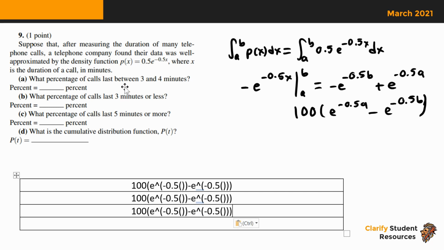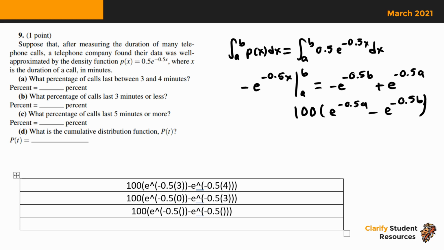And then for this question, it's between 3 and 4 minutes. So I'm going to plug in. Remember that because we switched the order of the limits, a is in front now. So the lesser number is going to be in front, so 3 to 4. And then for the next one, it's going to be between 3 minutes or less. So that's just going to be 0 to 3. And then for this next one, we're basically going to have from 3 to infinity.